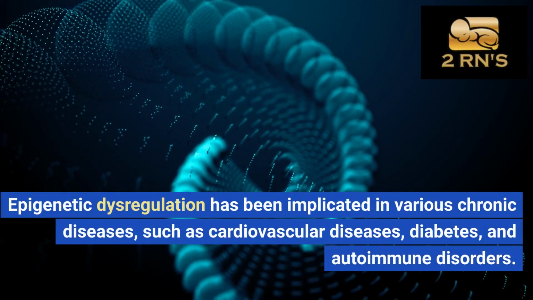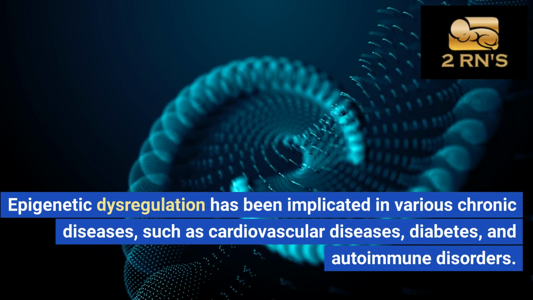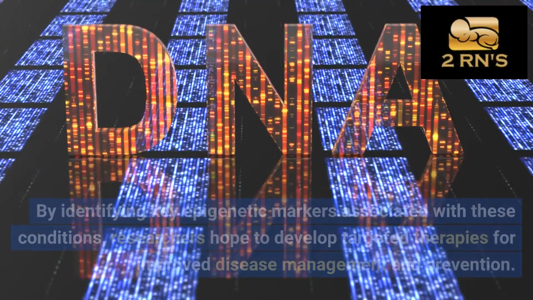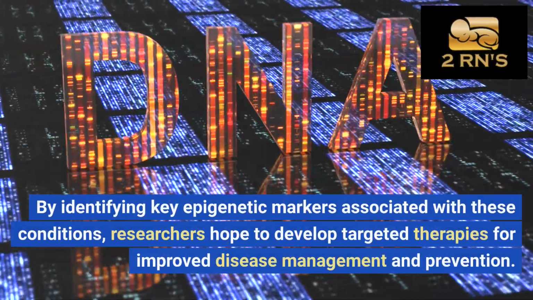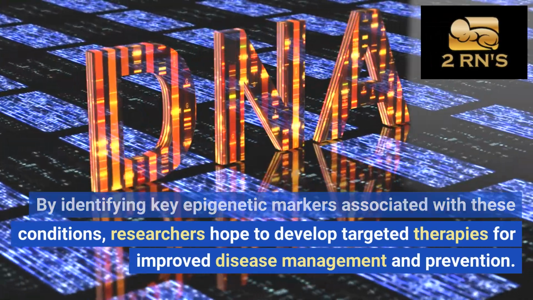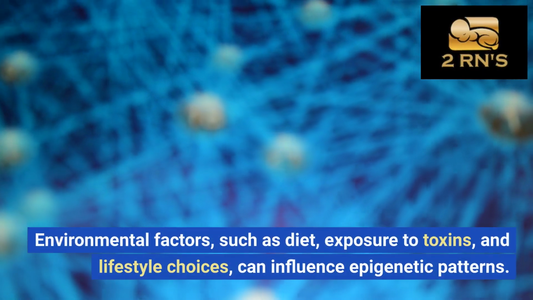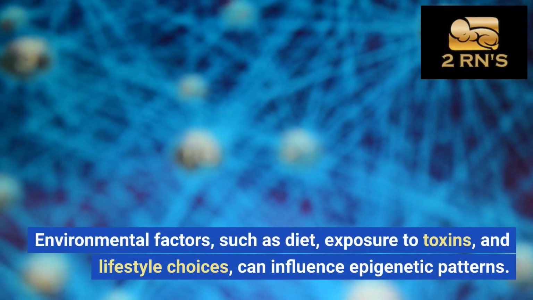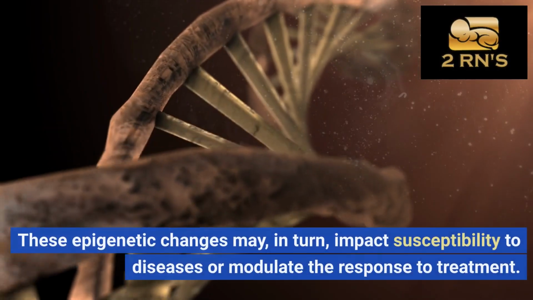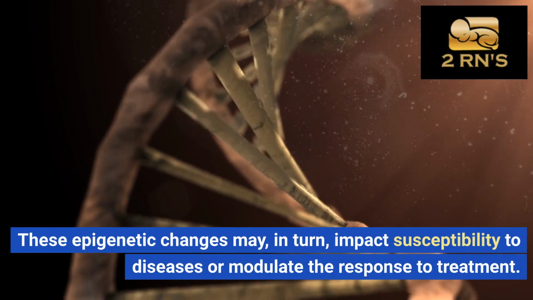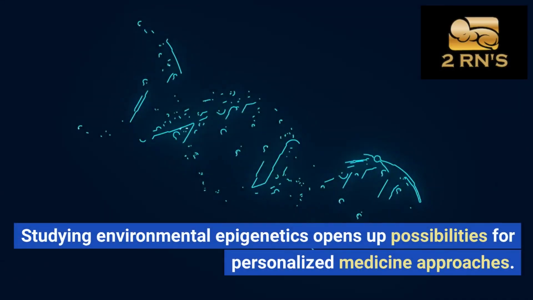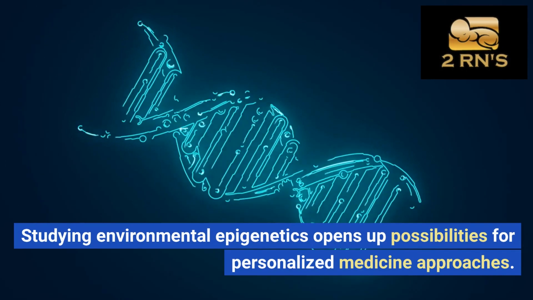Epigenetic dysregulation has been implicated in various chronic diseases, such as cardiovascular diseases, diabetes, and autoimmune disorders. By identifying key epigenetic markers associated with these conditions, researchers hope to develop targeted therapies for improved disease management and prevention. Environmental factors, such as diet, exposure to toxins, and lifestyle choices, can influence epigenetic patterns. These epigenetic changes may, in turn, impact susceptibility to diseases or modulate the response to treatment. Studying environmental epigenetics opens up possibilities for personalized medicine approaches.